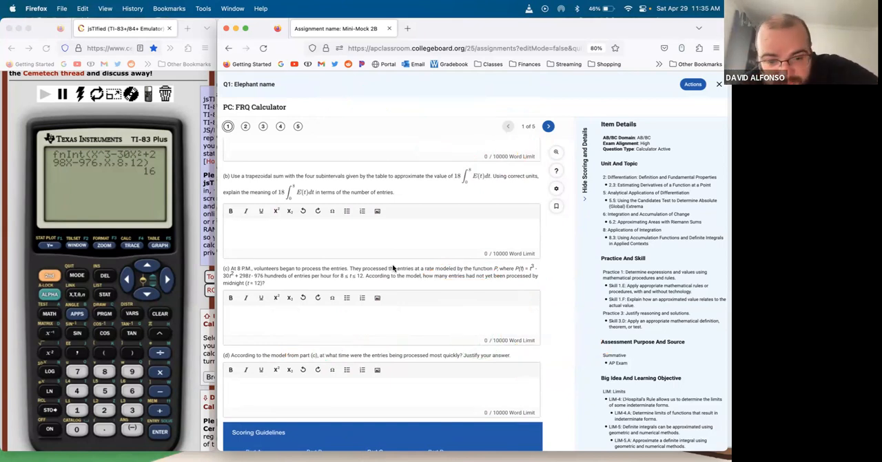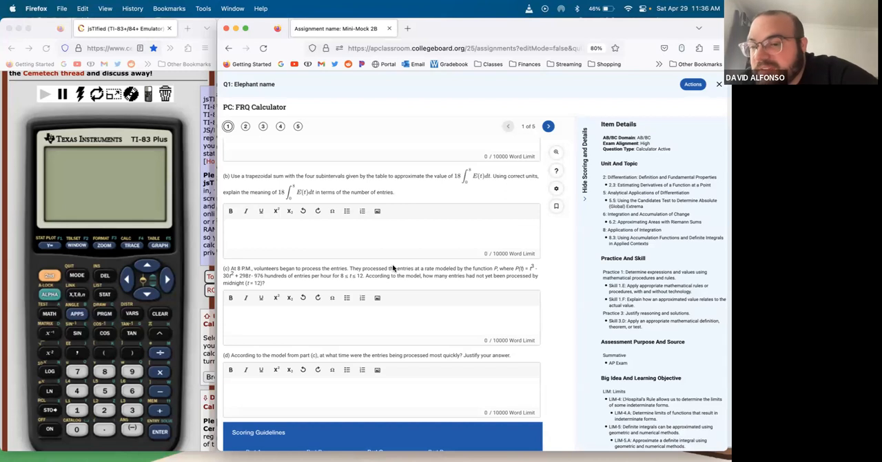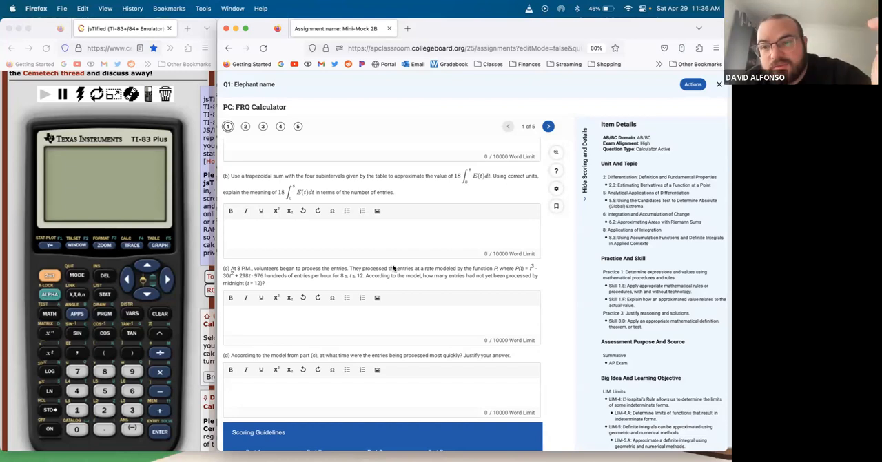Now, according to the model from part C, at what time were the entries being processed most quickly? So what do you think we're going to have to do here? We're going to have to find the maximum of P. Yep, right. Because they're asking process most quickly, so that's when is the rate the highest, right? They're not asking what's the most amount being processed. They're asking when is the rate the fastest. P is already a rate, so you just have to find the absolute max of P.